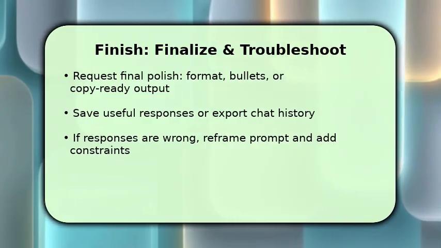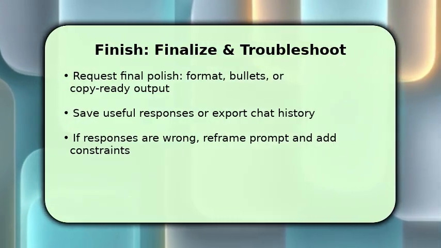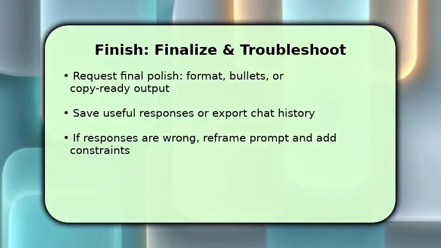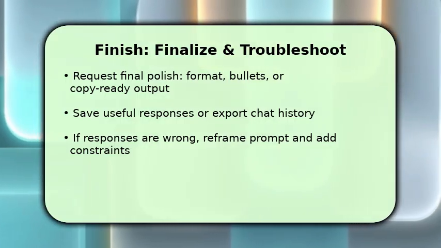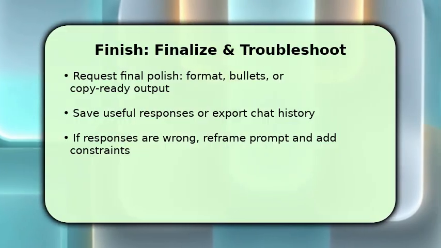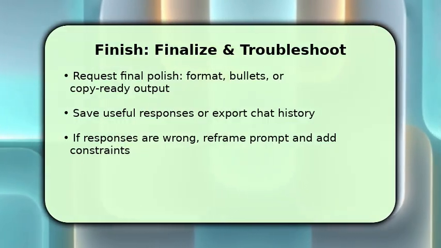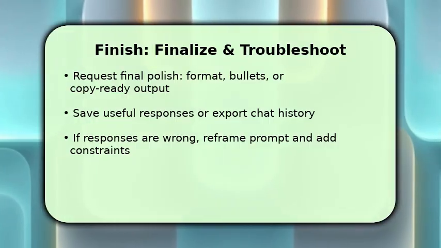If the model gives incorrect or irrelevant information, don't panic. Reframe the prompt with clearer constraints, provide missing context, and ask it to explain its assumptions. That troubleshooting step often resolves issues quickly and ensures reliable, repeatable results.